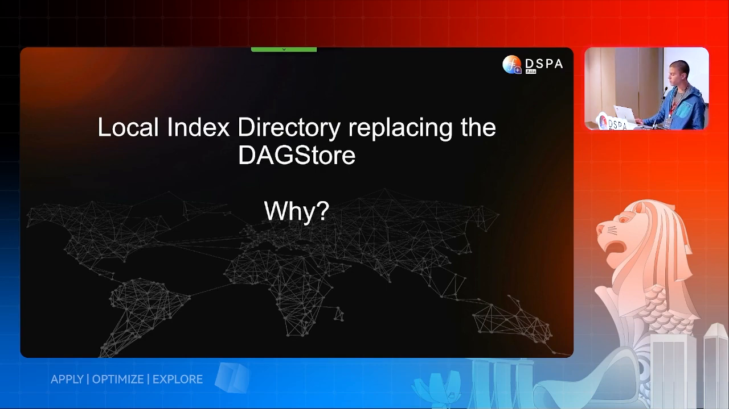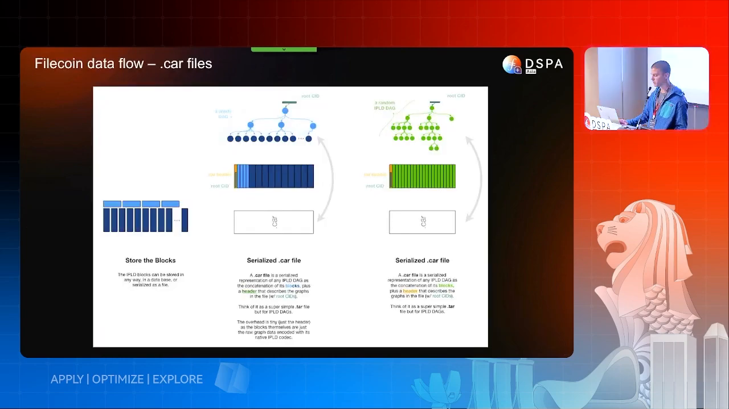So why did we want to replace it? The quick answer is the DAG store is basically a single process component and doesn't scale well for large amounts of data, and also doesn't provide any high availability or redundancy. So I'm going to quickly recap how data is stored onto the Filecoin network.